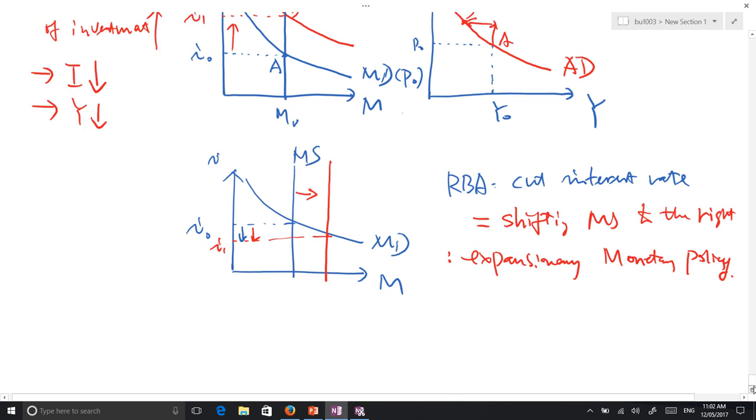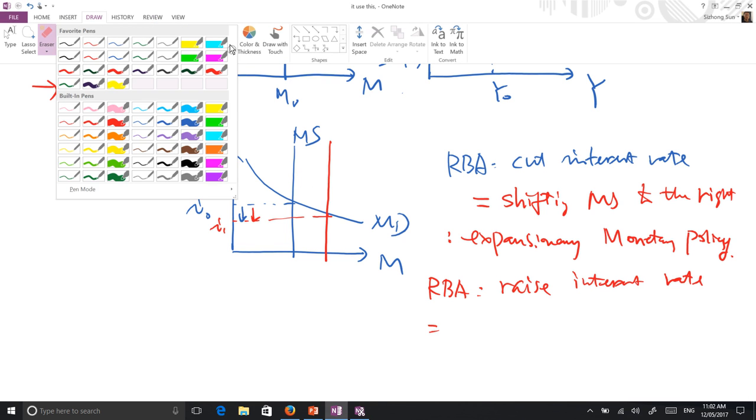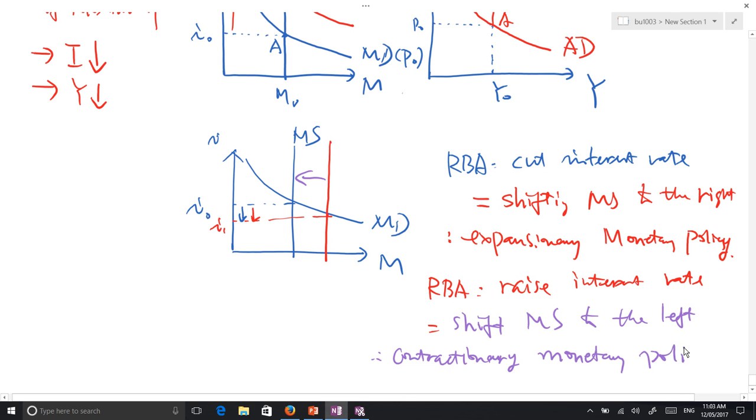Okay. Similarly, the RBA can raise the interest rate, and this is the same as saying that we shift this money supply curve to the left. And we call it contractionary monetary policy. Alright, so that's monetary policy.